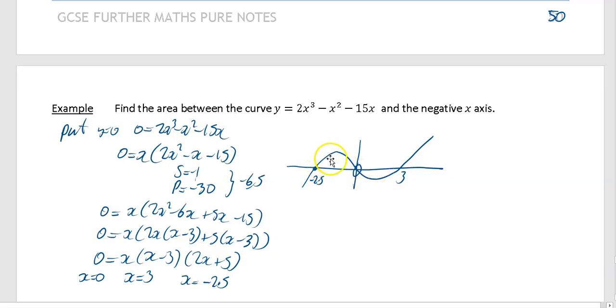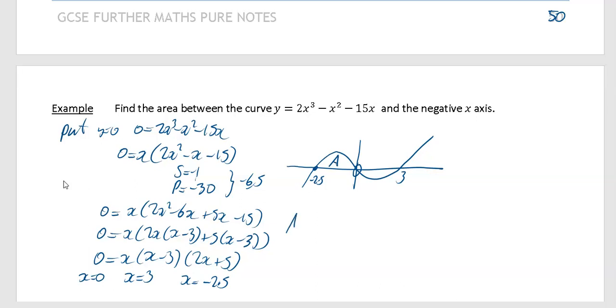Now you've got to do them separately, as this one will be positive and this one will be negative, but we don't have to worry about this because it says in this question, find the area bounded by the curve and the negative x-axis, so it's out this way we're looking for. So in this case, we're just looking for this as your area.